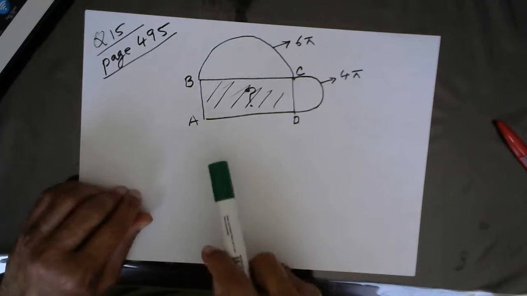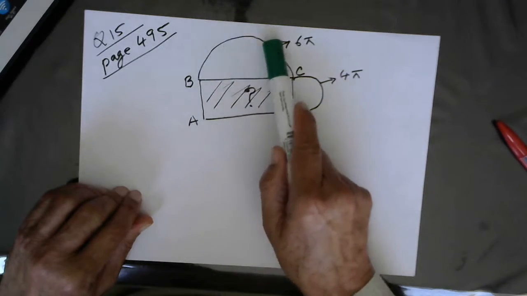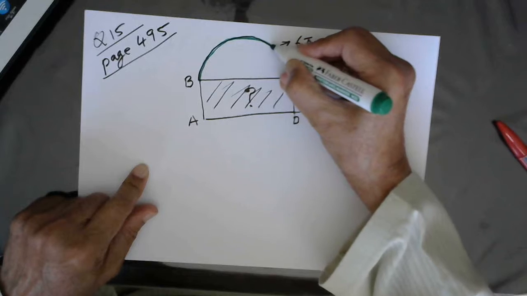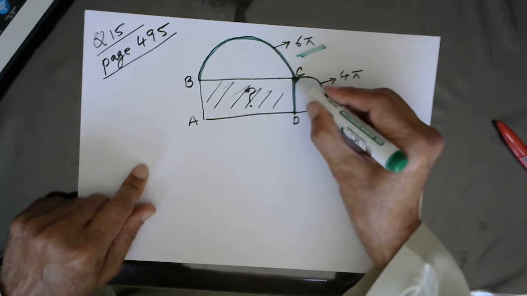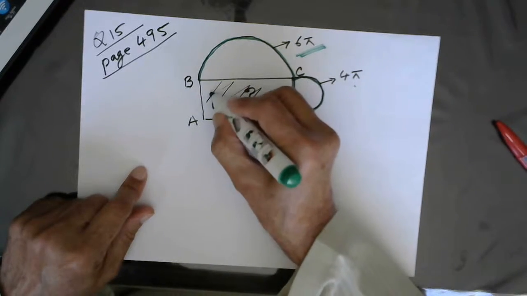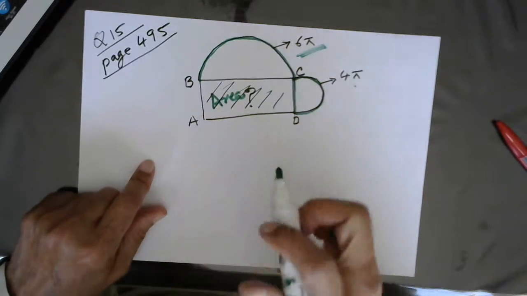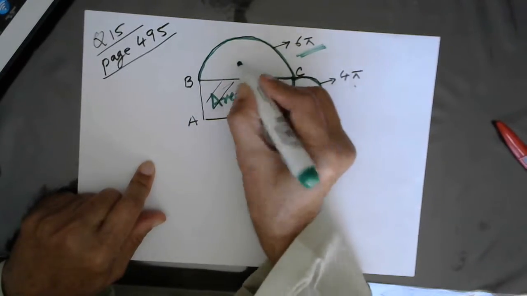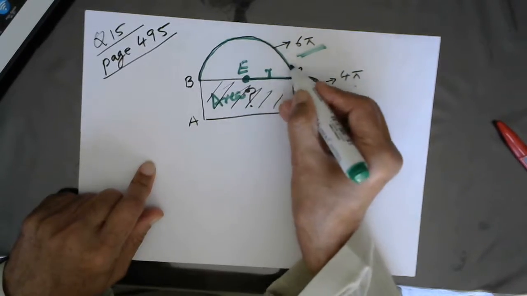Question number 15 says a rectangle ABCD has a semicircle drawn on this side, and the length of this semicircle is 6 pi, and a semicircle is drawn on the other side also, and the length of this is 4 pi. We are required to find the area of this rectangle. Now if I consider the middle point, and let me call it say E, then EC is the radius of this semicircle.